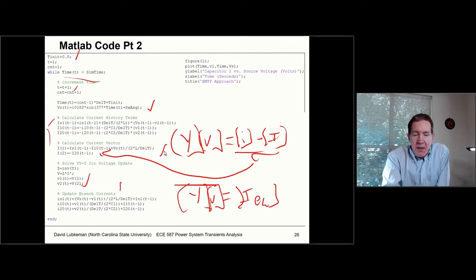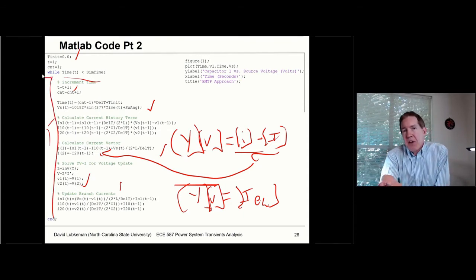And then if I'm not done yet, I go back up to the top of this loop. So you see I basically have a while loop that just keeps iterating and iterating. And once I'm done and have the final solution, I can go ahead and plot things out.